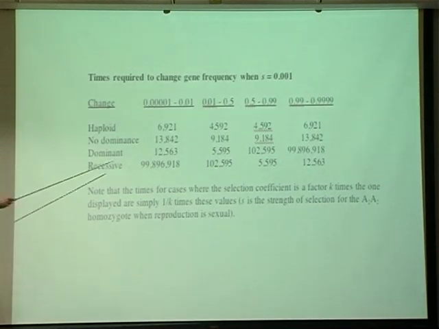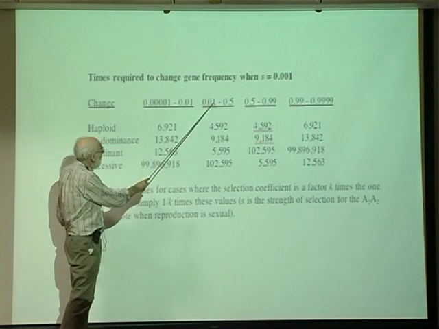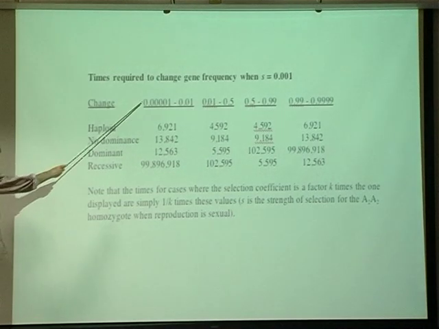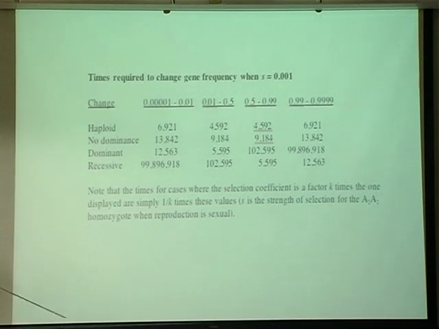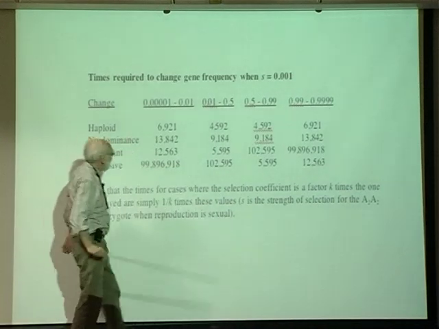So obviously things are going fastest in this middle period. Notice the interval of gene frequency change here is much bigger, 0.01 to 0.5. That's a much bigger range than this to this. For no dominance, as I said, we double the times. So it's exactly the same.